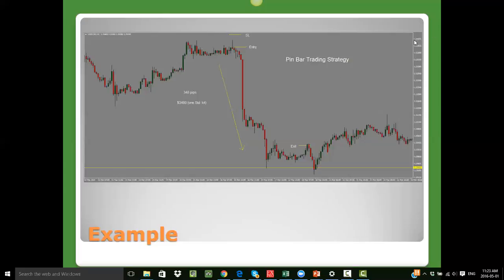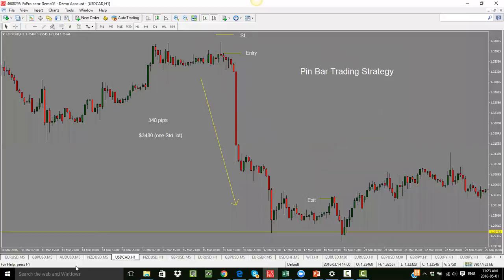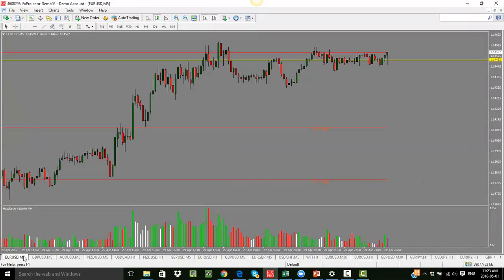A question that came in was, what do you do about the long pin bars that are created by the news? Yes, I tend to leave the news alone. I don't really like the big news pin bars. There was one on the 5-minute chart recently, so let me take a look at it.